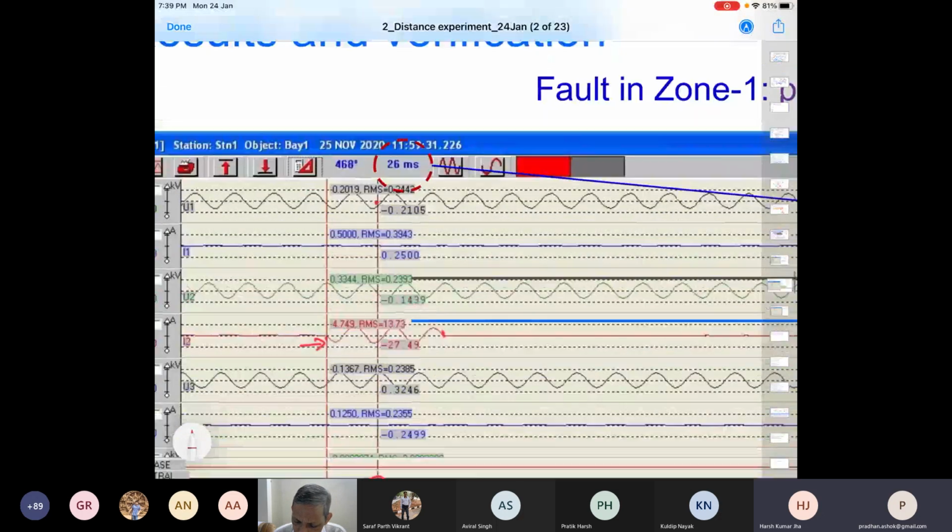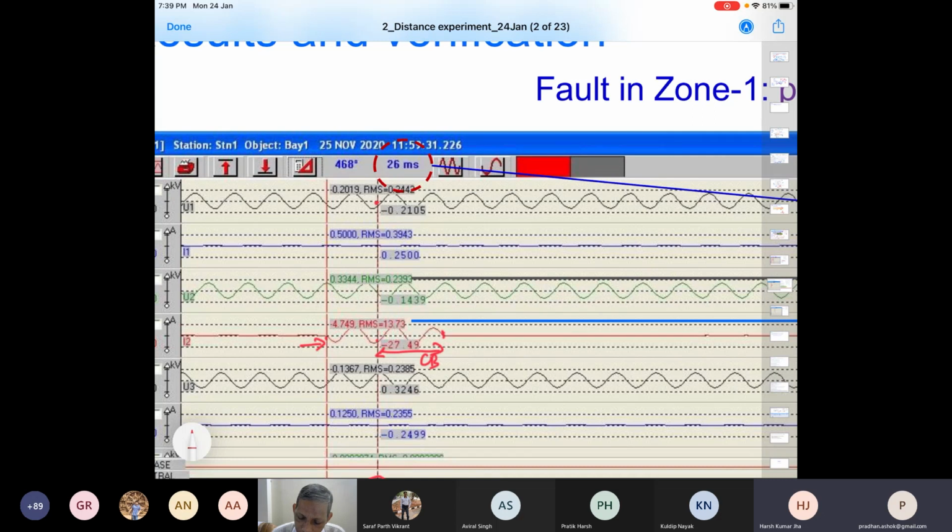So what will happen is that even though the relay has given the trip command, this portion to this portion is nothing but the circuit breaker time. The breaker opens, the switch opens, and then finally successfully interrupts the corresponding current. So that's the philosophy from this perspective.